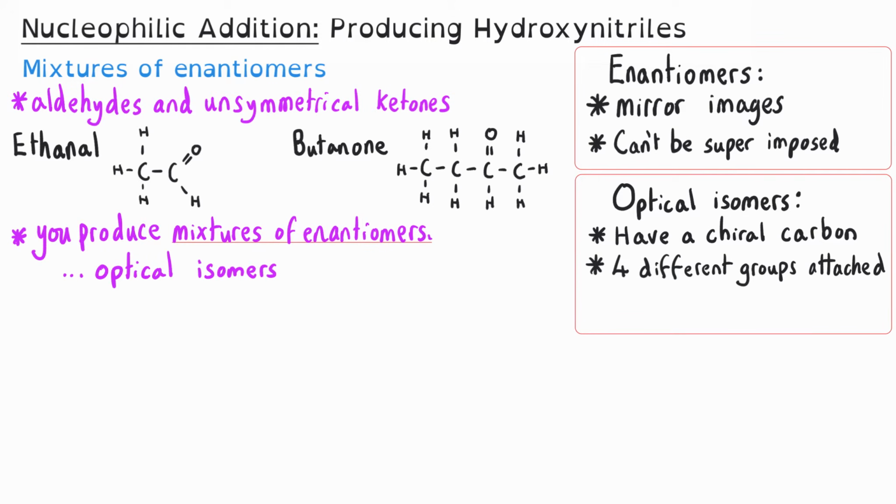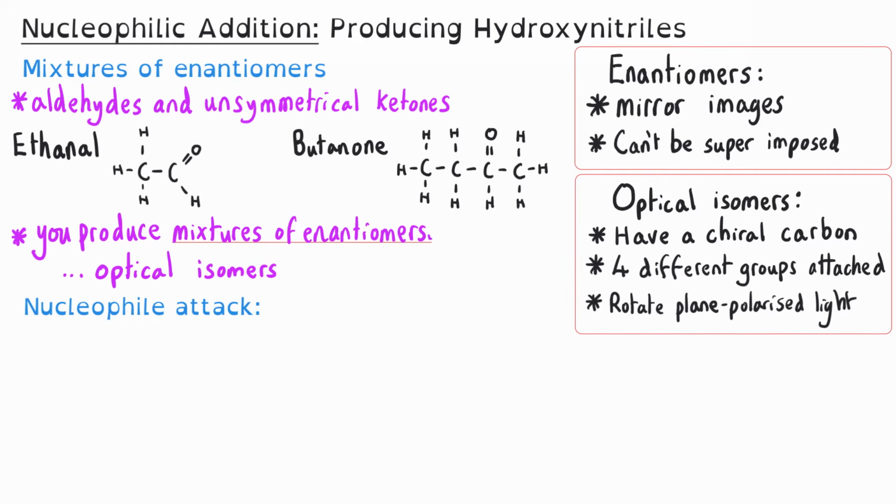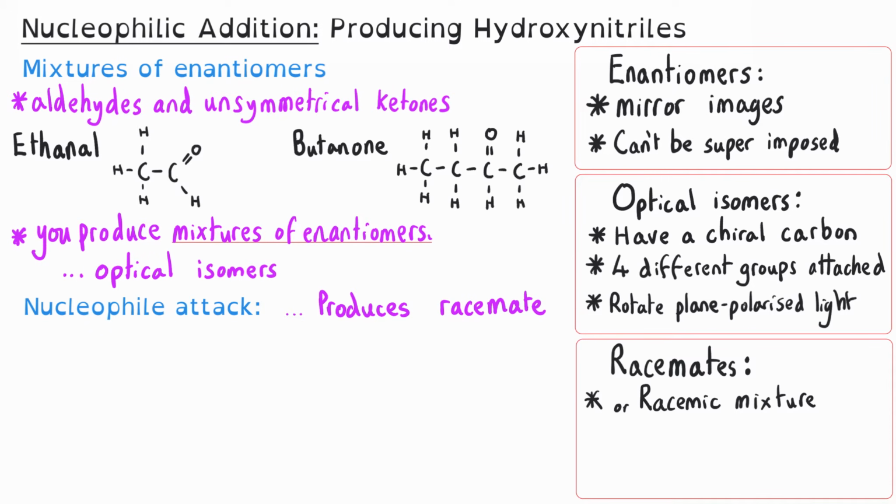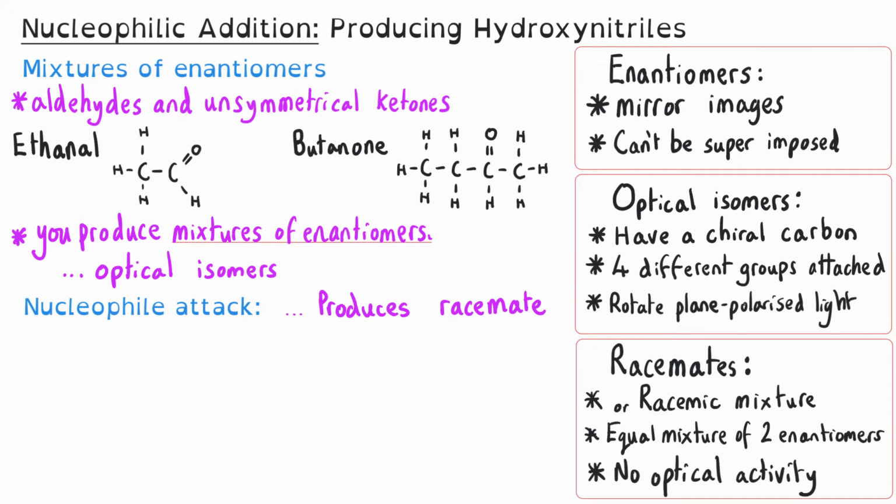These optical isomers will rotate plane polarized light, either in a clockwise direction or an anti-clockwise direction. Even though this mechanism produces 2 enantiomers, there is no overall optical activity, as the product is a racemate, sometimes known as a racemic mixture. This is where you have an equal mixture of the 2 different enantiomers. And so there is no optical activity, since the rotation of plane polarized light, either clockwise or anti-clockwise, will cancel each other out precisely.